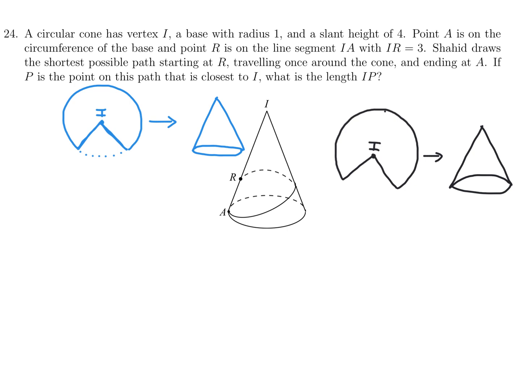So this is the radius. I'll just call it R. But when you combine it, this is what R is. Does that make sense? And then I is the top. So this is I up here.